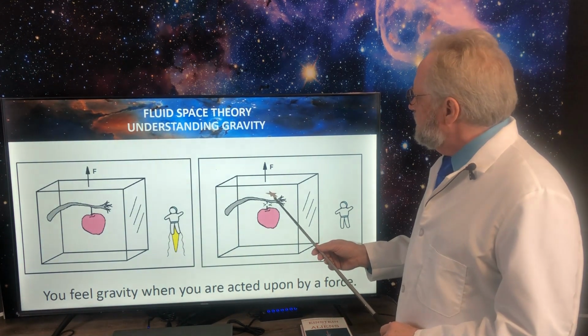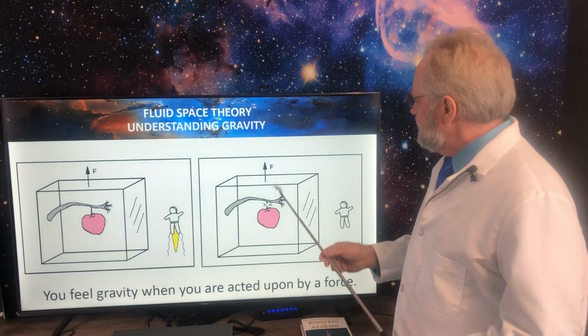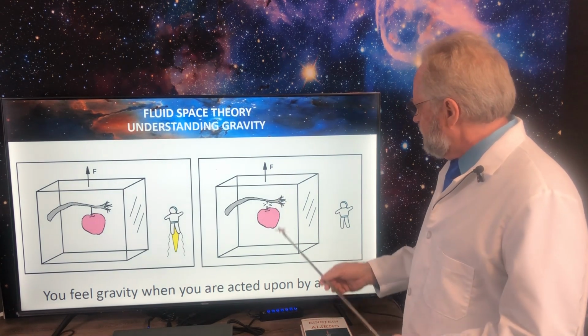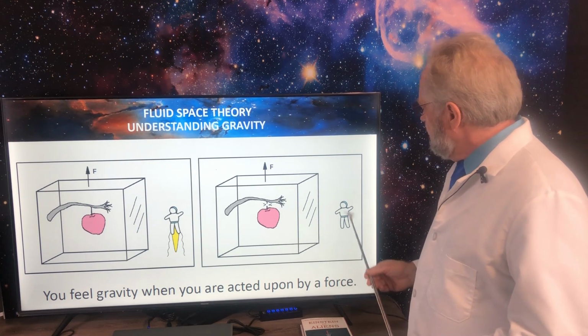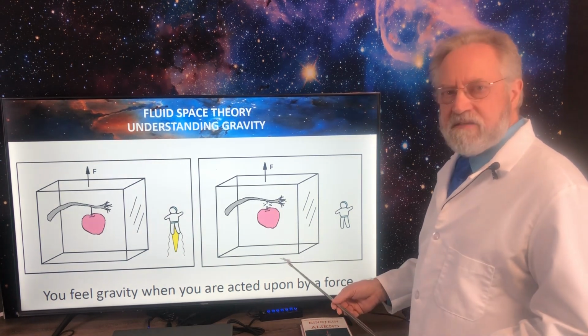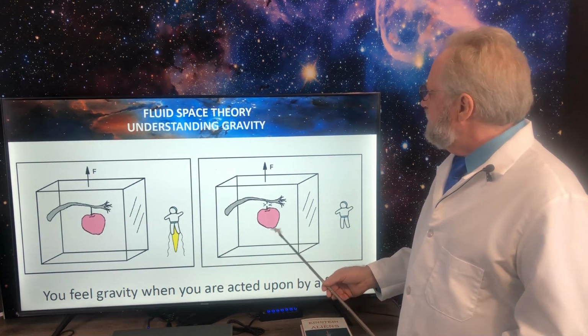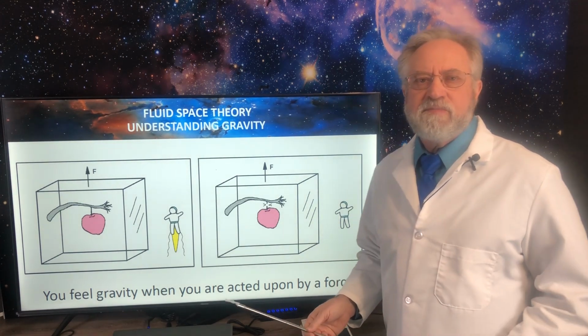The box continues to accelerate away through space, and the apple and Stan will fall to the bottom of the box, and if there is no bottom, the apple will fall out, and Stan and the apple will track along together in parallel, and the box will zip away out into space.